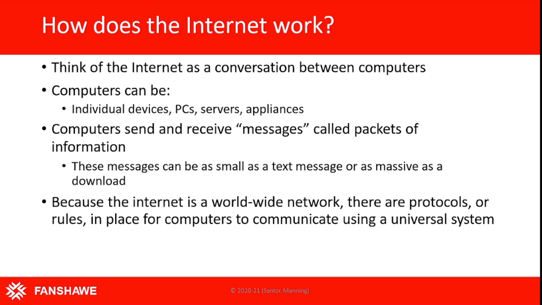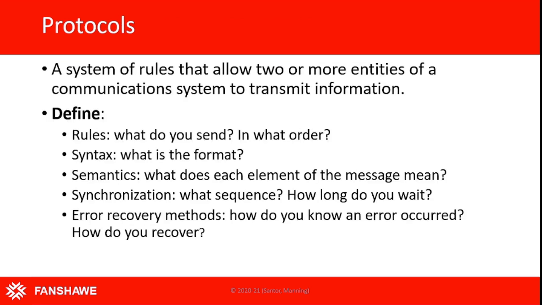So these messages could be as small as a text message or as massive as a download. Because the internet is a worldwide network, there are protocols or rules in place for computers to communicate using a universal system. As mentioned in the previous slides, these are rules that allow two or more entities of communication systems to transmit information.